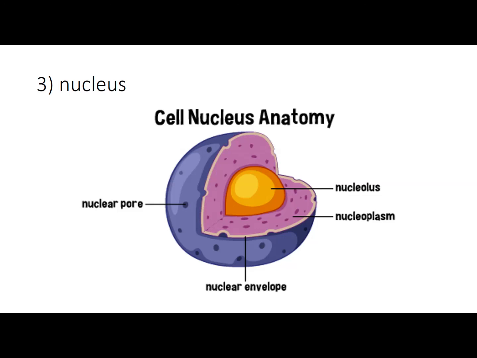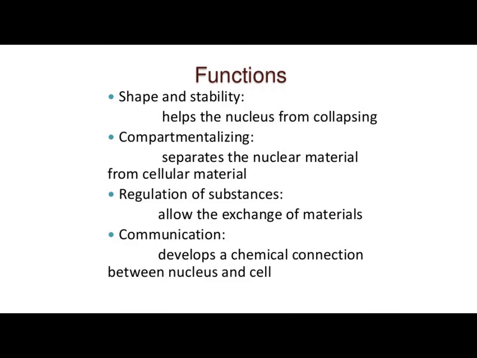This is the nucleus. This is the third organelle. It is actually the center of all activities. It helps the cell to regulate all the activities conducted by the cell. The functions of the nucleus are mainly, number 1, it helps in the shape and stability of the cell. This means it helps the nucleus not to collapse or not to get damaged.